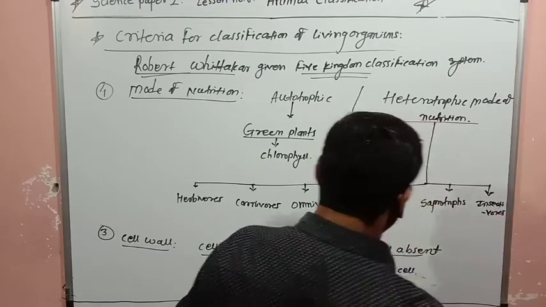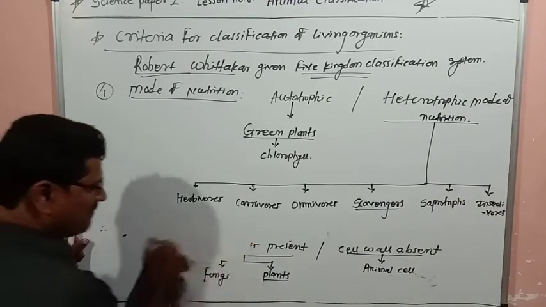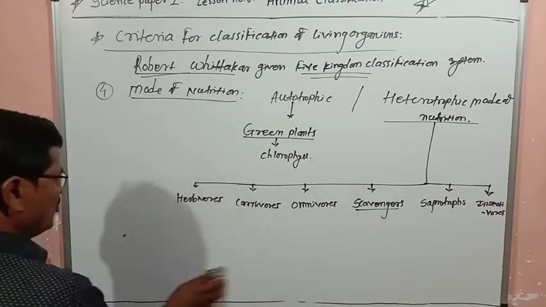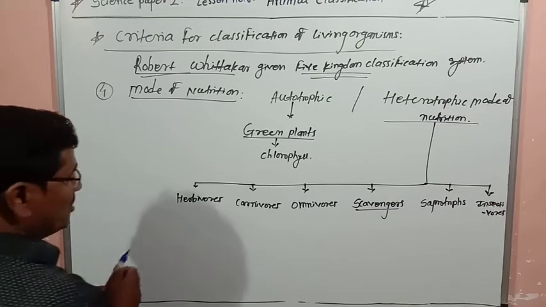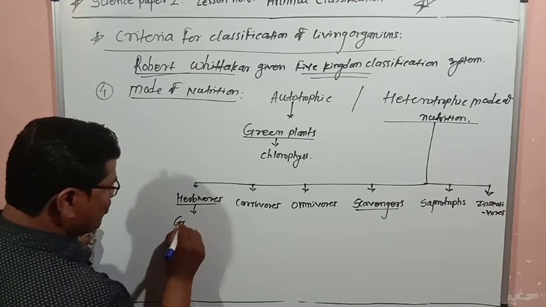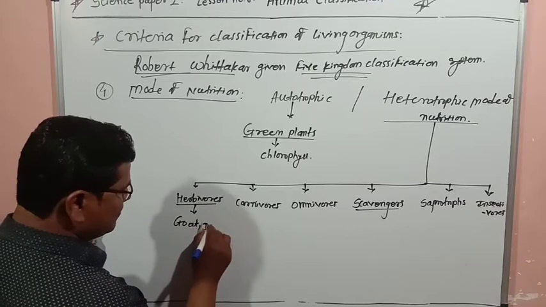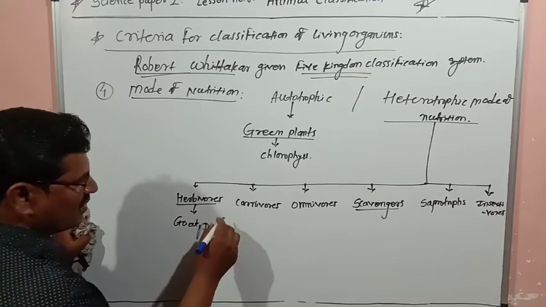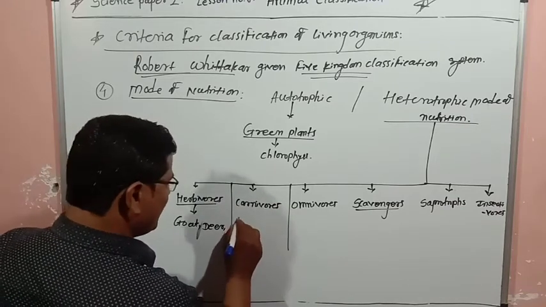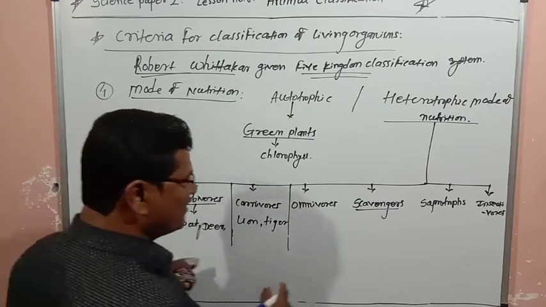So these are the different modes of nutrition. We'll give one example of each. What are the different modes of nutrition? First one is the herbivores. Which are the herbivores? Those which depend directly on plants for their food. Here you can give the example: goat, deer. Again, in case of carnivores, you can give the example: lion, tiger, fox, wolf.